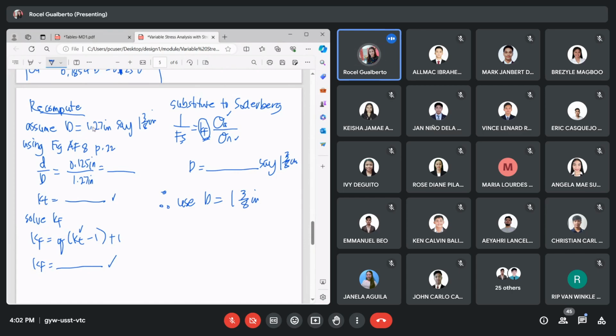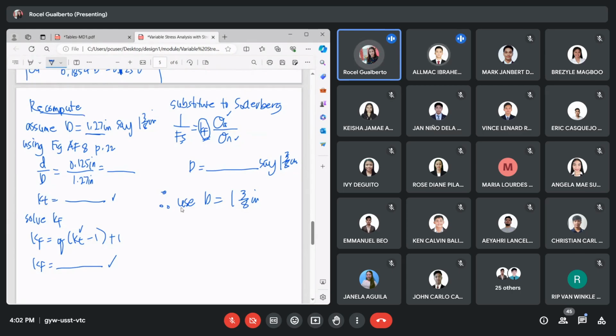Ang magiging sagot niyo po ay malapit sa 1.27. So, i-compute niyo po, tapos tingnan niyo kung tama. Ito po yung magiging answer. Hindi mo po tatanggapin yung value not unless they have the same commercially available size. May question po kayo? Naintindihan po ba ang pagre-recompute?